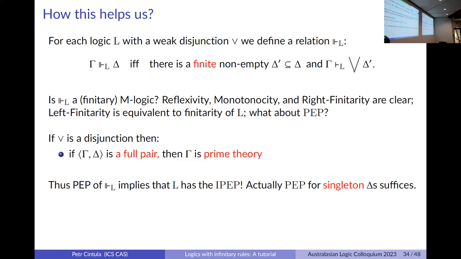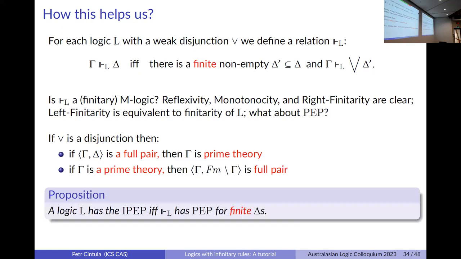Actually, we don't need the full PEP. We don't need the full pair extension property. It would be enough to have it for deltas being singletons. But of course, if you think about it for a second, if we have it for deltas being singletons, we have it for deltas being finite. That's a more natural property because you just combine it by disjunction. And more interestingly, if gamma is a prime theory and we take all the rest, then we get a full pair. That's also nice, no?